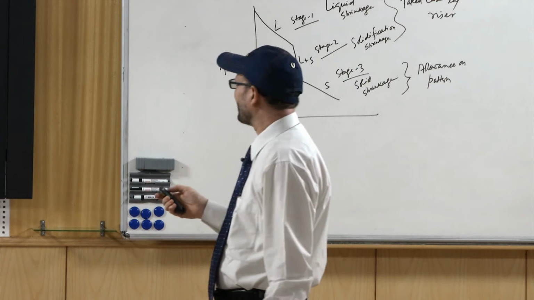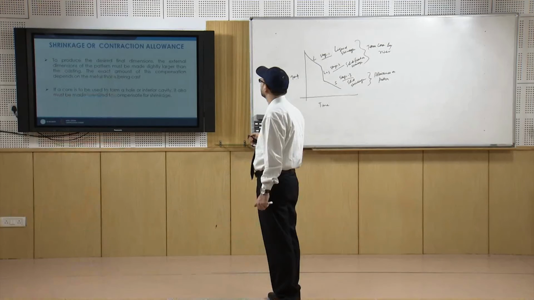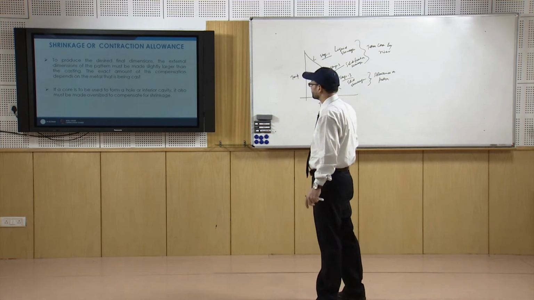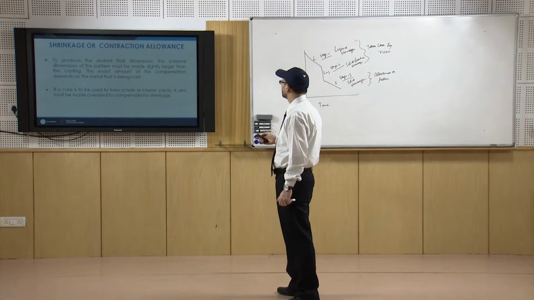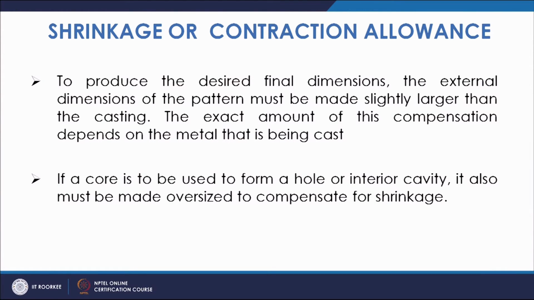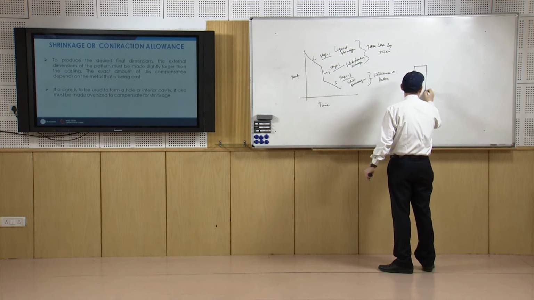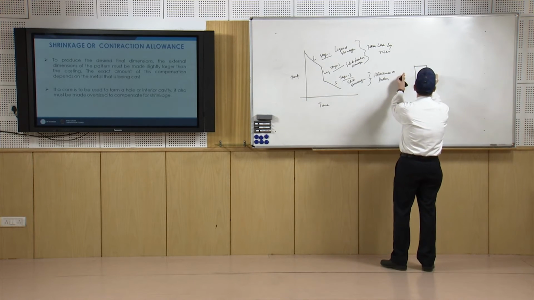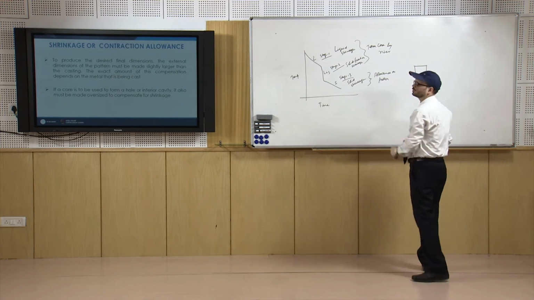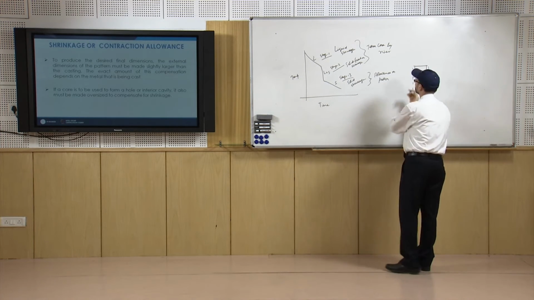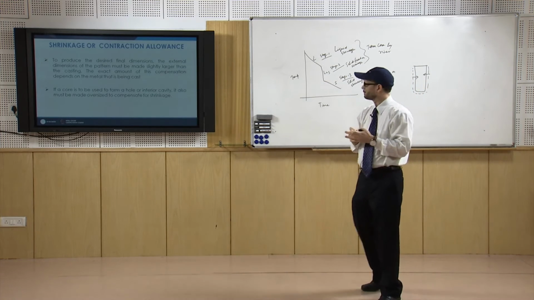To produce the desired final dimensions, the external dimension of the pattern must be made slightly larger, so that when it shrinks it comes to the original dimension. If a core is to be used to form a hole or interior cavity, it also must be made oversized to compensate for shrinkage. So, if you have a core, in that case also this core has to be made oversized, so that when it shrinks it comes to its original dimension. So, we are making it earlier of this shape, so that when it shrinks it comes to its original shape.